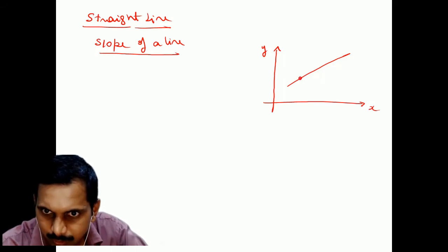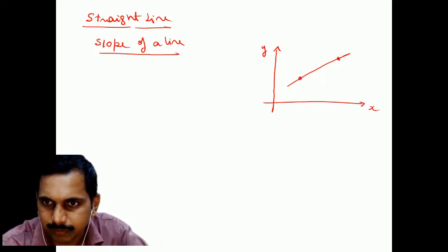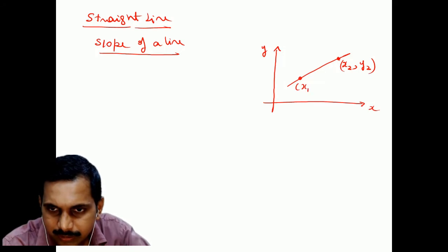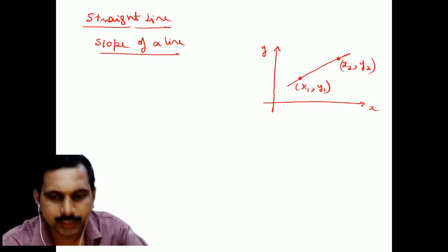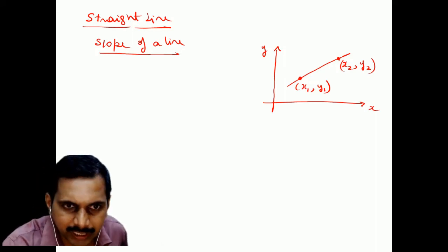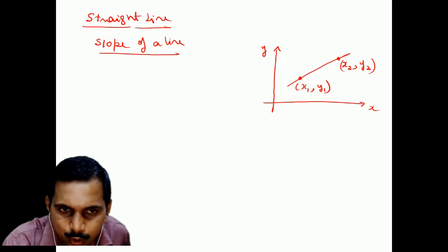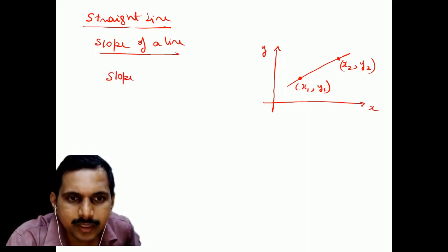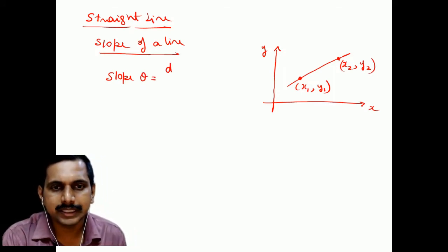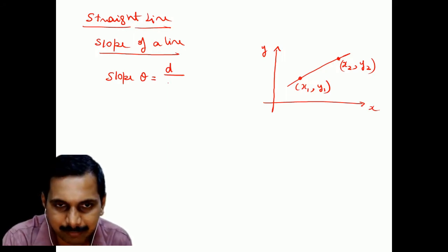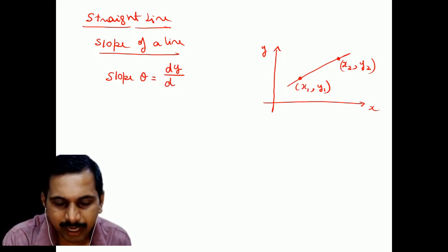You have to take a point here, and a point here. Say this is x2 comma y2 and this is x1 comma y1. This is how we will take it. Now how is the slope written? Slope of the line, theta I can say, is equal to dx by dy. Wrong. dy by dx. Very important. Slope is dy by dx.